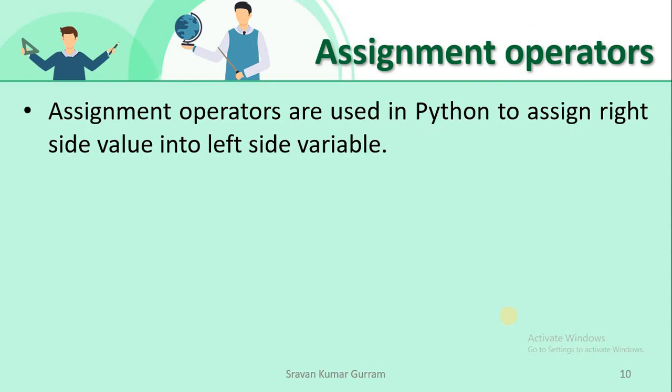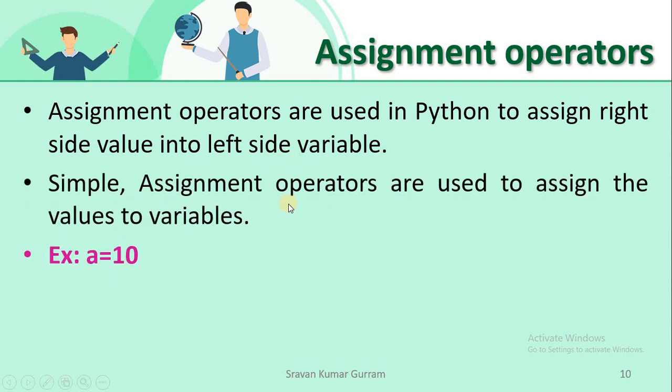Assignment operators. Assignment operators are used in Python to assign the right side value to the left side variable. Simply we can say that assignment operators are used to assign values to variables. In this example, we have the value 10 at the right hand side of the assignment operator. We have the variable at the left hand side of the assignment operator. Now the right hand side value will be assigned to the left hand side. Simply, the value 10 will be assigned to the variable A.